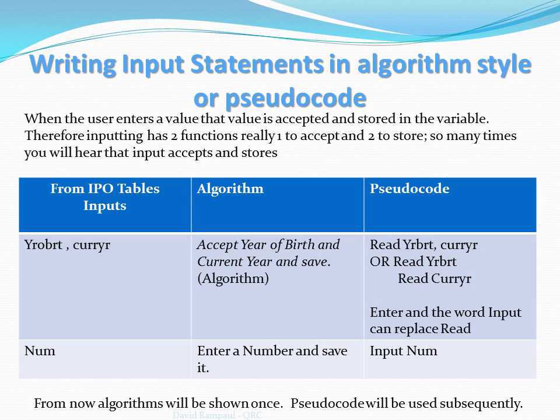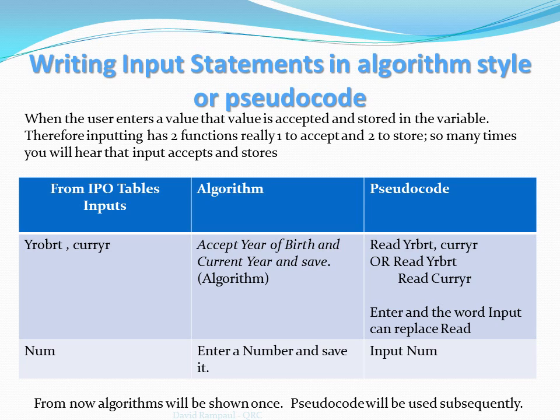We want to learn how to write input statements in algorithm style or pseudocode. When a user has to enter a value, that value is accepted and stored in a variable. Therefore, inputting has two functions really. One, to accept, and secondly, to store the value. So many times you will hear that input really is about accepting and storing.